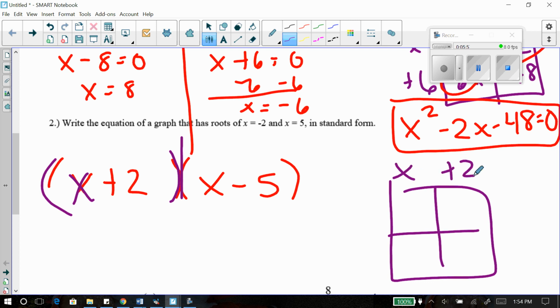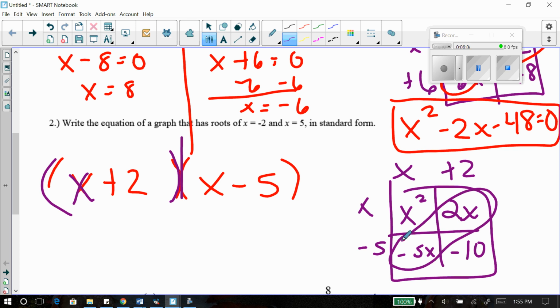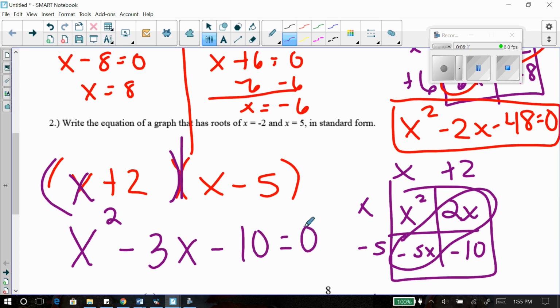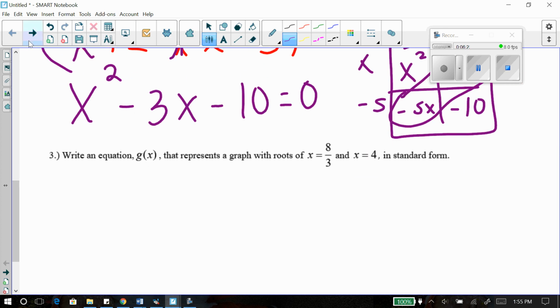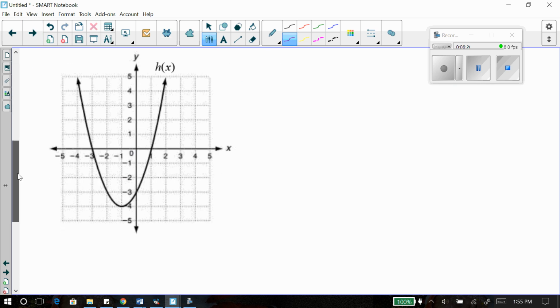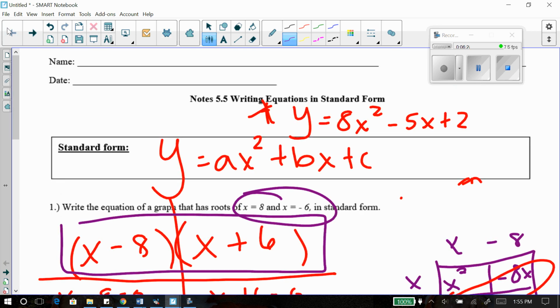x plus 2, x minus 5: x squared, 2x, -5x, -10, and go across your diagonal and combine like terms. So our quadratic is x squared minus 3x minus 10 equals 0, because we always set quadratics equal to 0. Pretty easy, huh? We just have 3 more problems to do together, and then you're off on your own.